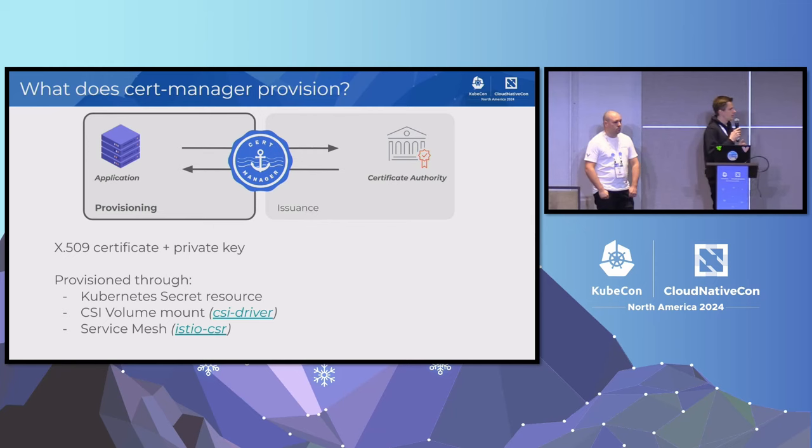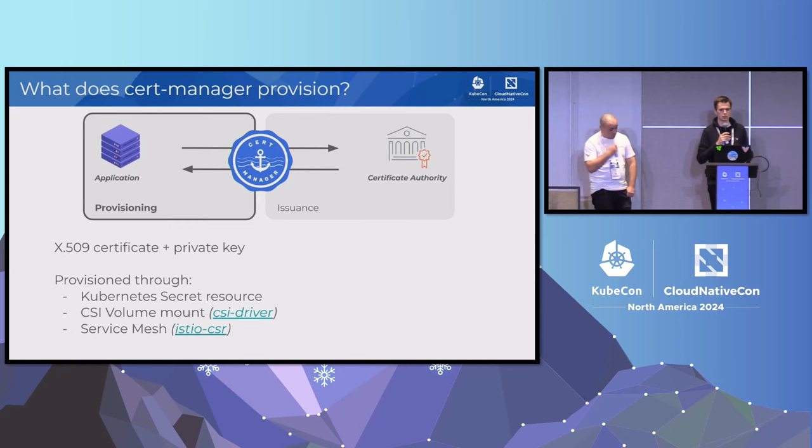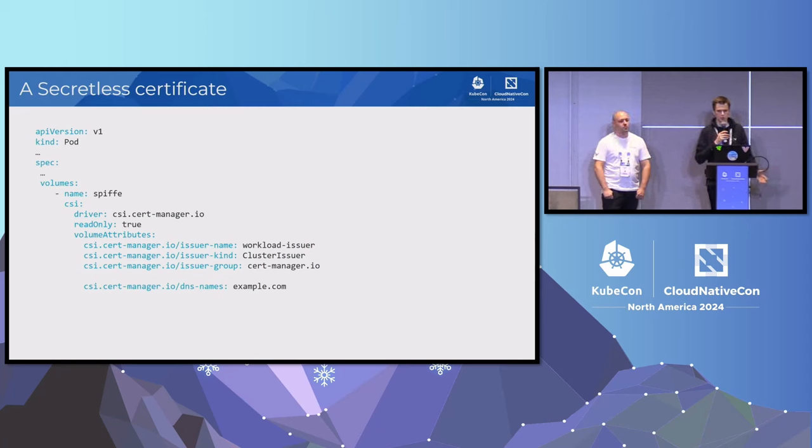Now, you might have noticed when I was talking about Kubernetes secrets, that doesn't really sound secretless, right? So in order to fix that, we can use an add-on that we also maintain under the cert-manager project called CSI driver, where we don't use certificate resources. Instead, we created a CSI driver that allows you to request certificates through volume mounts. This is an example of a pod where we configured a volume referring to the cert-manager CSI driver, and through the volume attributes, we specify what issuer we want to use and also some of the attributes that we want in the certificate itself.